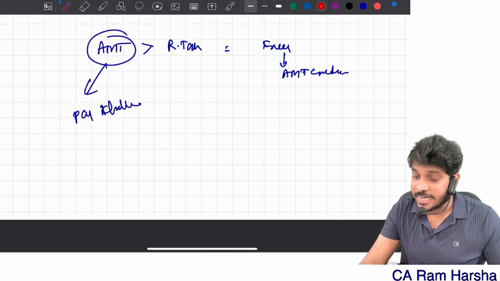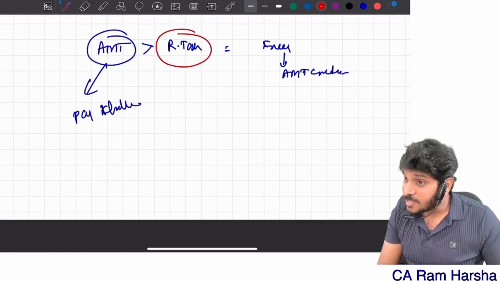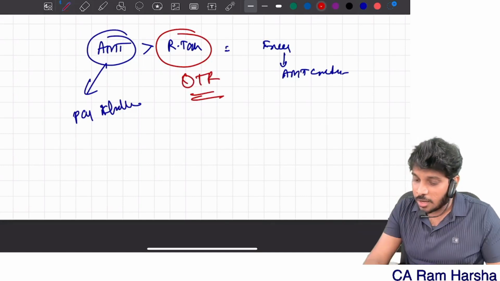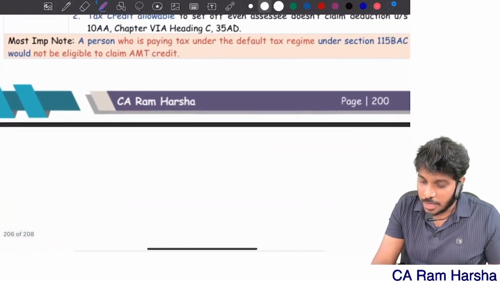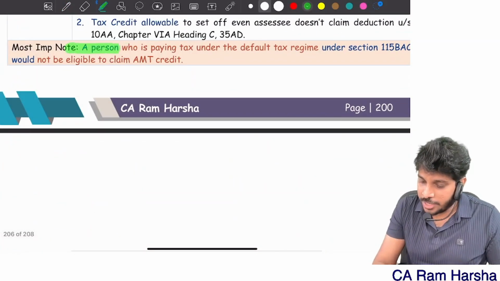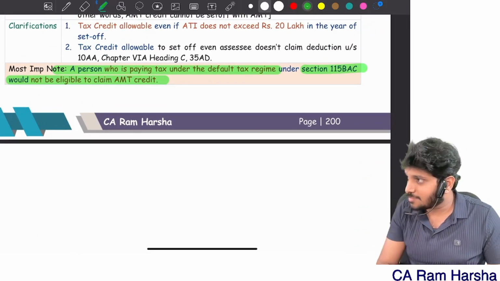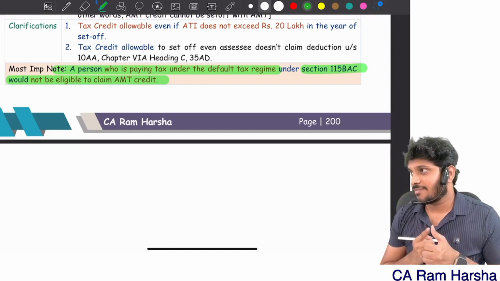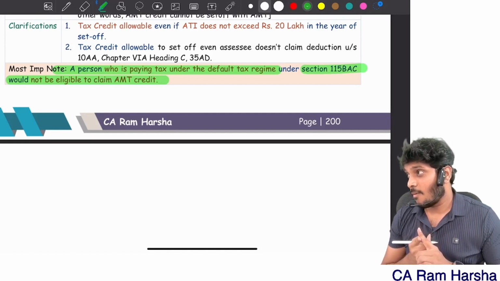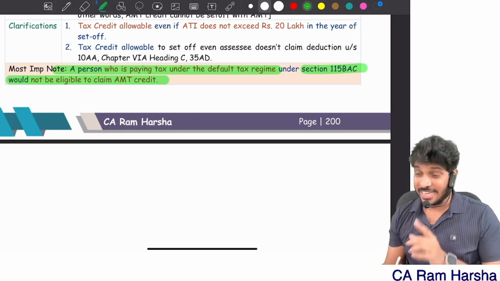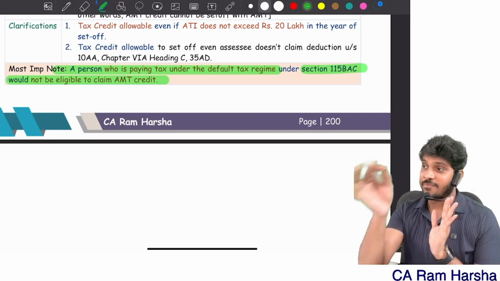Now immediately you might get a doubt: Sir, regular tax, optional tax regime, default tax regime? Optional tax regime only. You see, a person who is paying tax under the default tax regime under 115BAC, AMT itself will not apply. Logic is simple. 35AD he can't claim. 80JJAA, 80QQB, 80RRB he can't claim. But remember, 80JJAA he can claim under both optional and default, in both cases. But the AMT provision will not apply if the default tax regime is applicable.